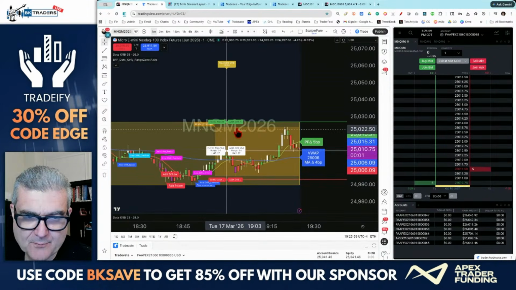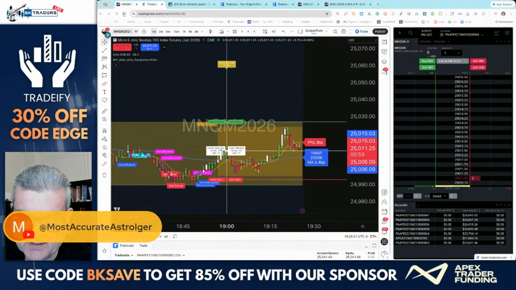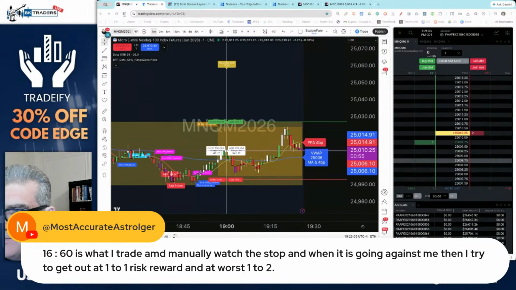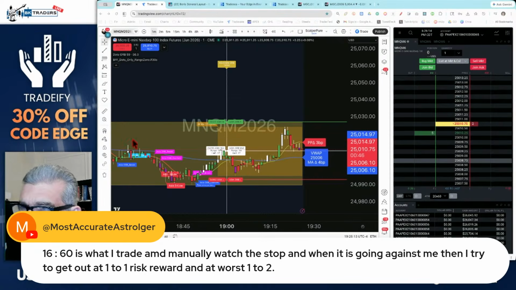So that's very important. Astrologer is basically saying to you that those are emergency stops. Those are not stops that he takes all the time. If he is like 1 to 2 against, he gets out. He just gives himself room to breathe on the trade, and then has a maximum emergency get out in case things go really, really sideways.